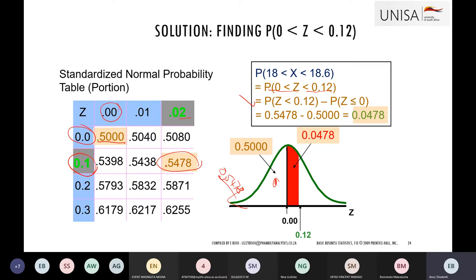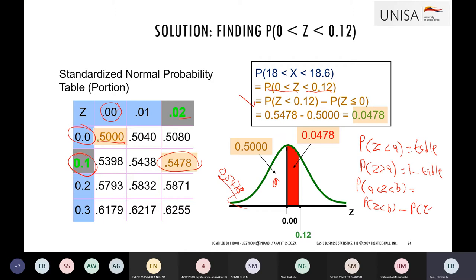So what we have learned so far: probability of Z less than A is the value you find on the table. Probability of Z greater than A is 1 minus the probability you find on the table. The probability of Z lying between two values A and B is given by the probability that Z is less than B minus the probability that Z is less than A, which is the table value for B minus the table value for A. And that's all you need to remember in terms of the normal distribution table. And this is what you're also going to have to remember until we finish off and do hypothesis testing.